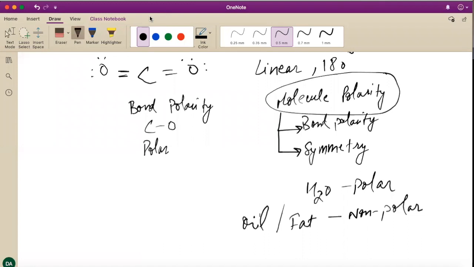Now, coming back to our polarity thing. First of all, we want to decide if the molecule is polar or not. That's different from deciding if the bond is polar or not.